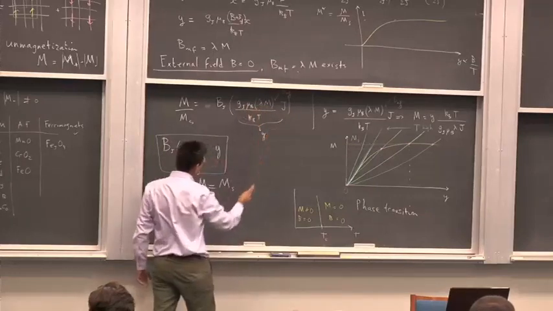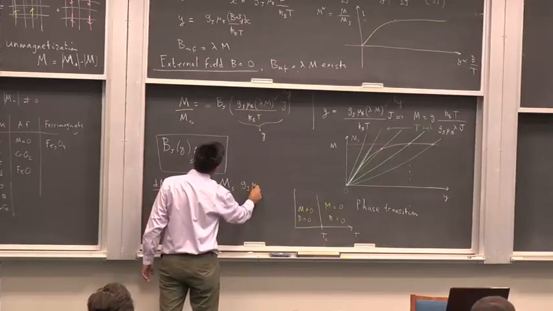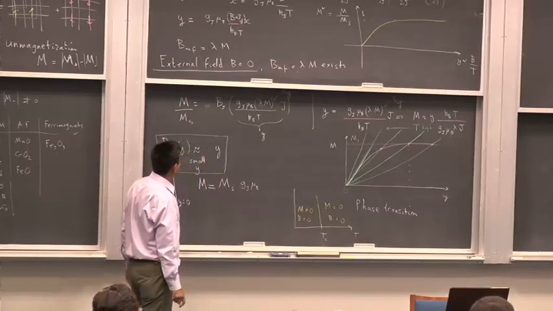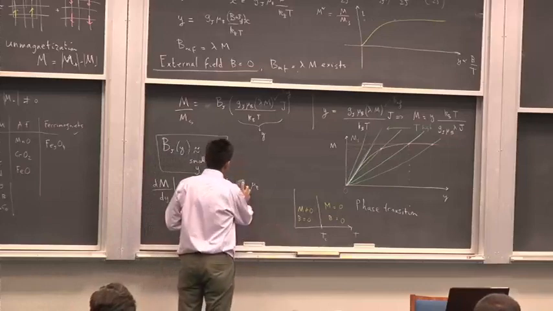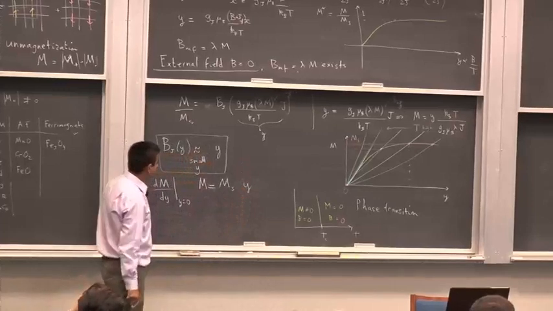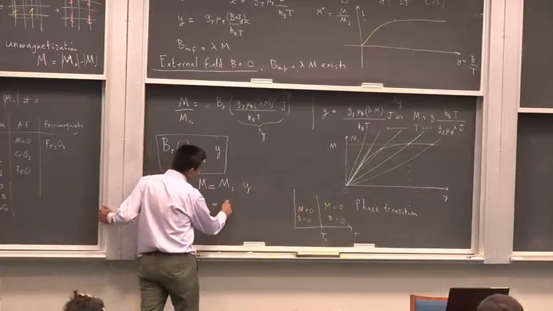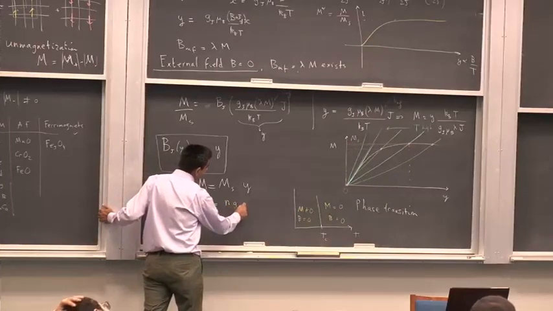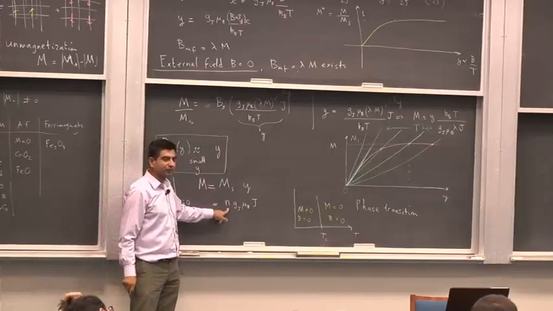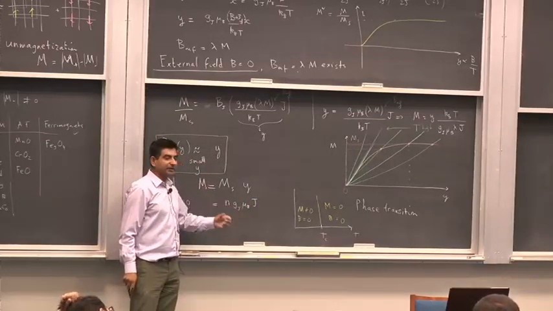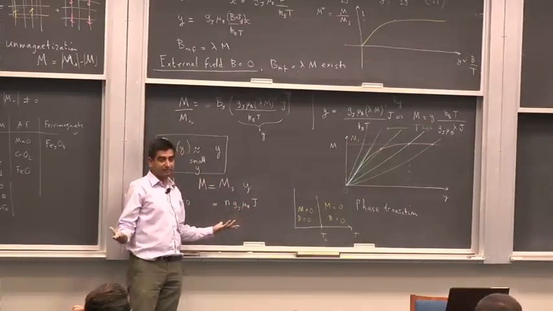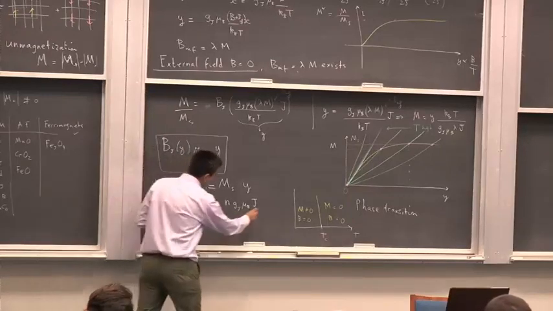bj of this. Now this thing is gj mu b, let's call all of this y. Okay, m equals ms into y. Now what is ms? ms is n times gj mu b j. This is the saturation magnetization, where n is the number of spins per unit volume, and Gj mu b is the magnetic moment of each spin. So this is M.